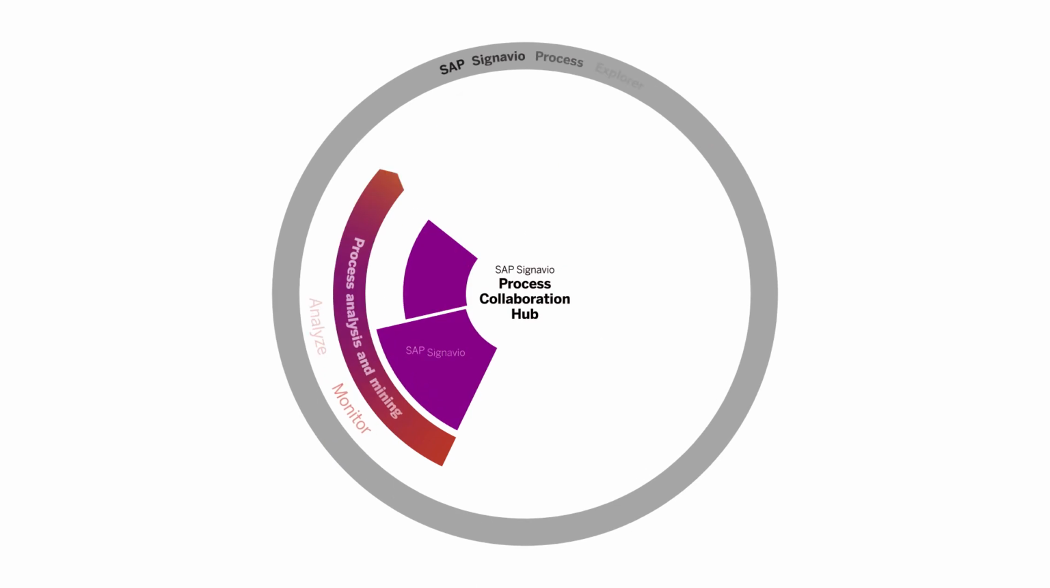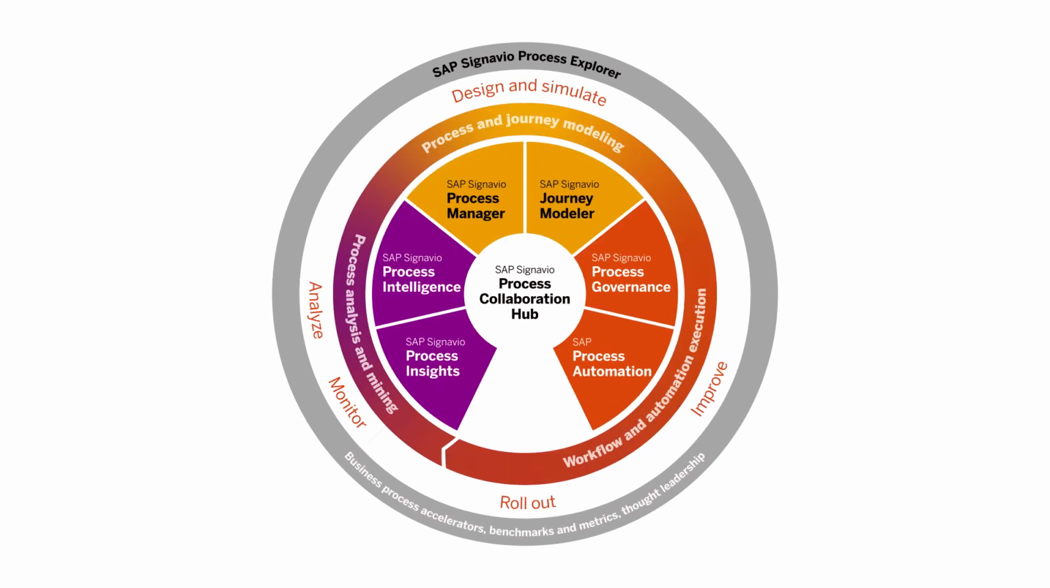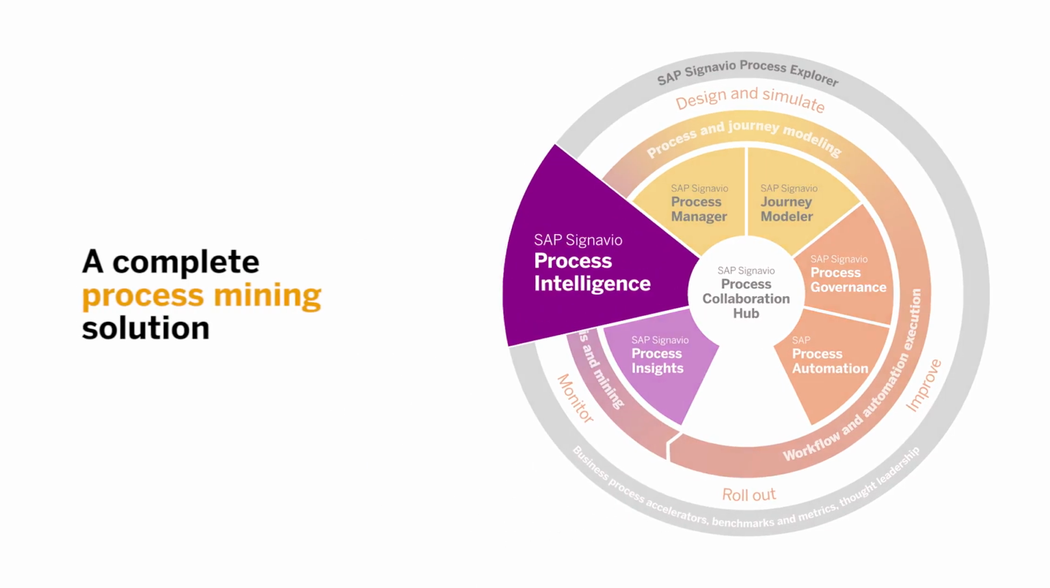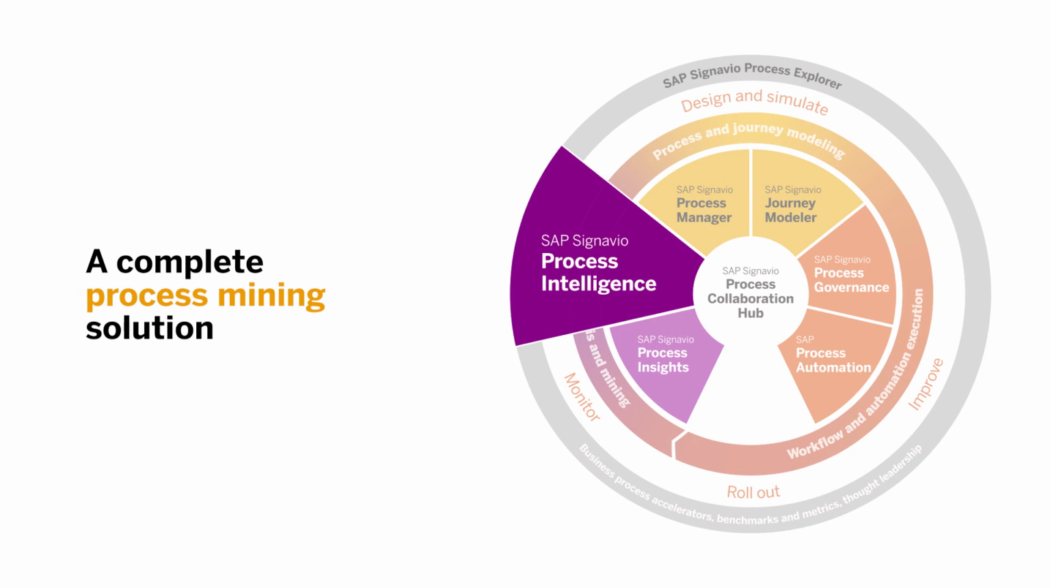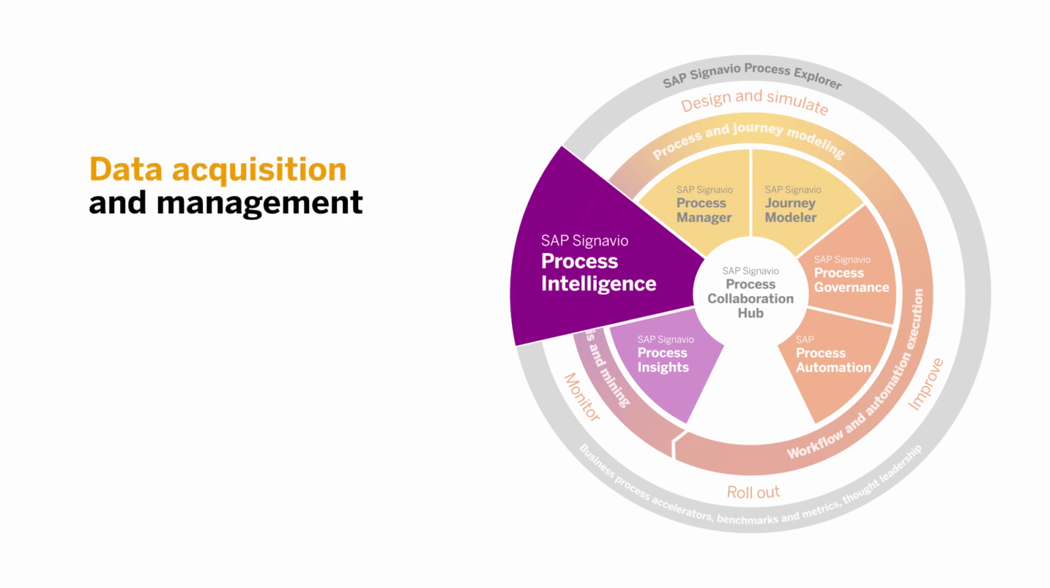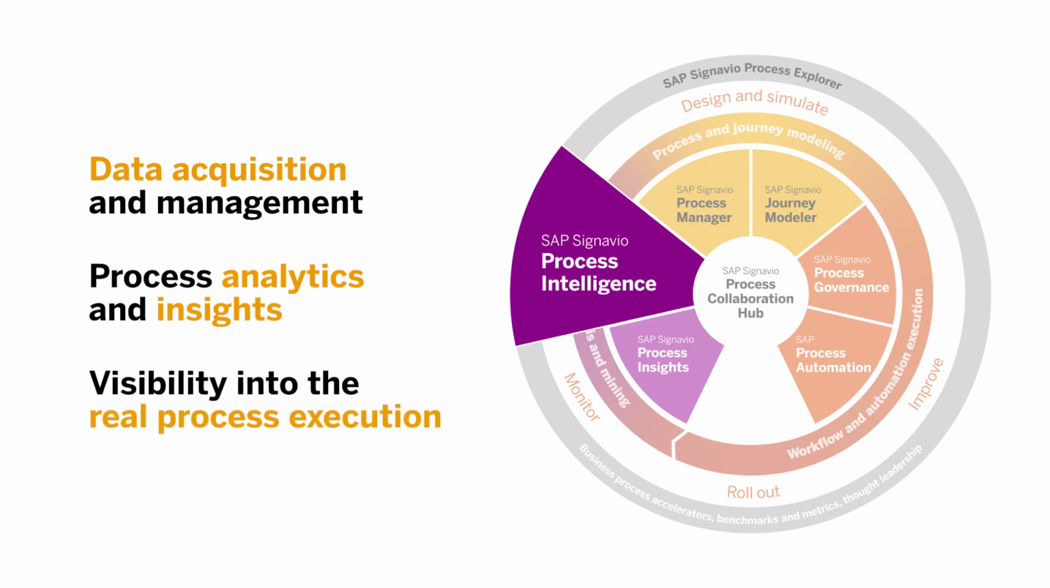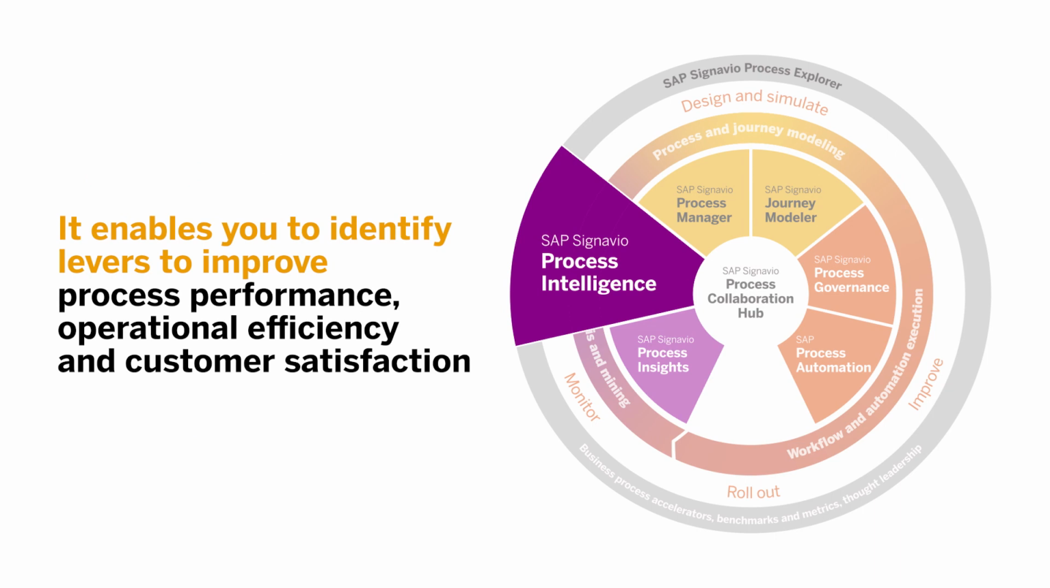SAP Signavio Process Intelligence, as part of SAP Signavio Process Transformation Suite, is a complete process mining solution that provides data acquisition and management, process analytics and insights, and visibility into the real process execution. It enables you to identify levers to improve process performance, operational efficiency, and customer satisfaction.